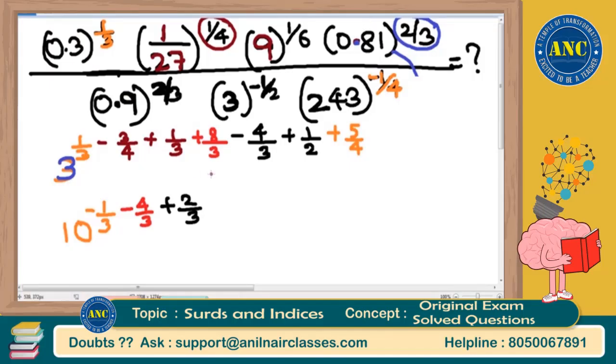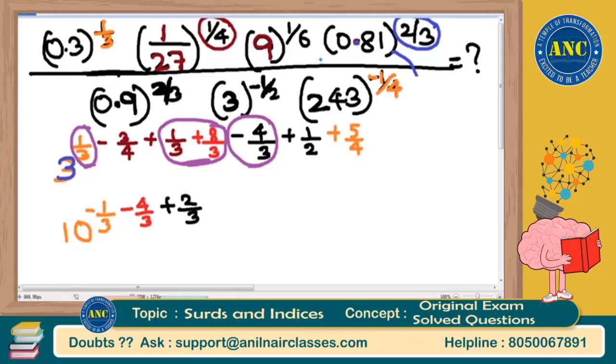If I simplify further, 1 by 3 plus 8 by 3 is 9 by 3, which is 3. This value is 3. Similarly, 1 by 3 minus 4 by 3 is nothing but minus 3 by 3, which is nothing but minus 1. This value I got as 3, this value I got as minus 1. 3 minus 1 is 2. As of now, the power is 2.